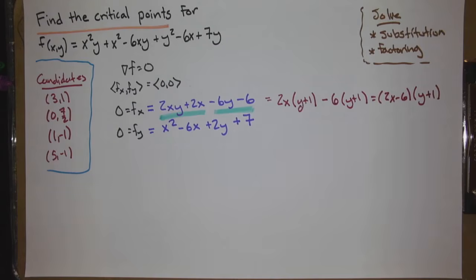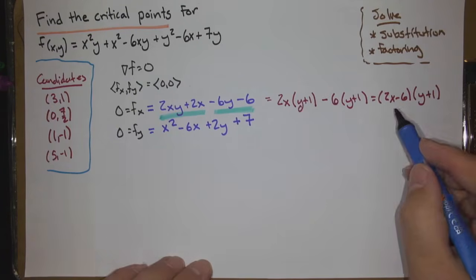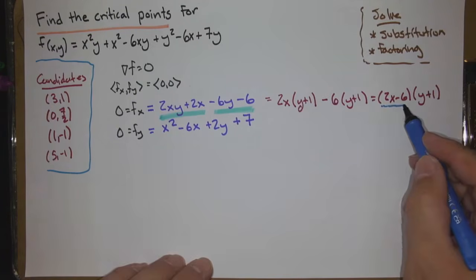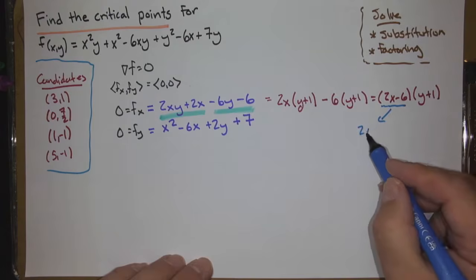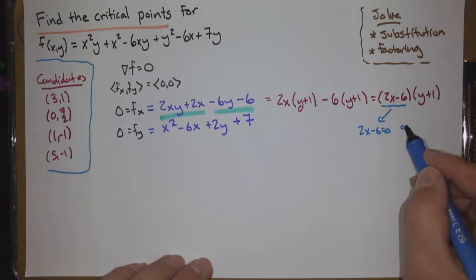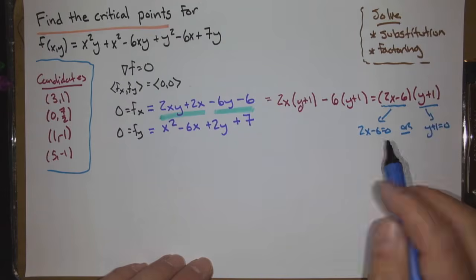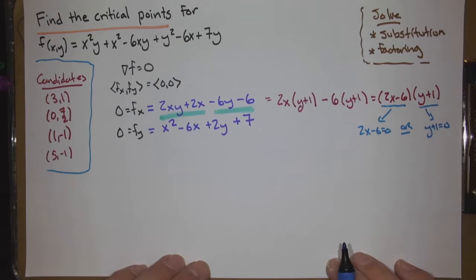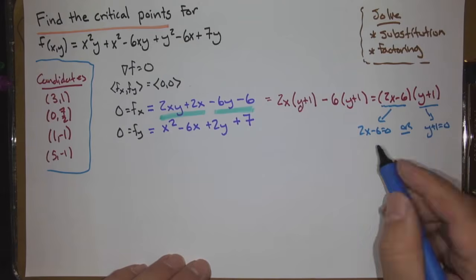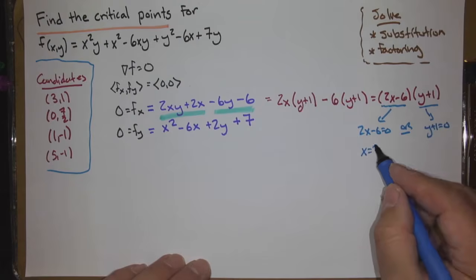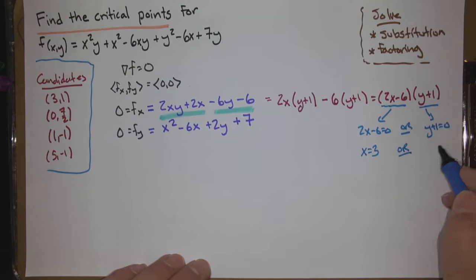Well, that's equal to 0. So there's one of two possibilities. Either 2x minus 6 equals 0, or y plus 1 equals 0. Now, if 2x minus 6 equals 0, what's another way to say that? x equals 3. Or y plus 1 equals 0. Another way to say that?